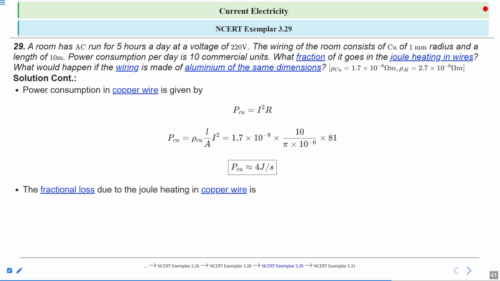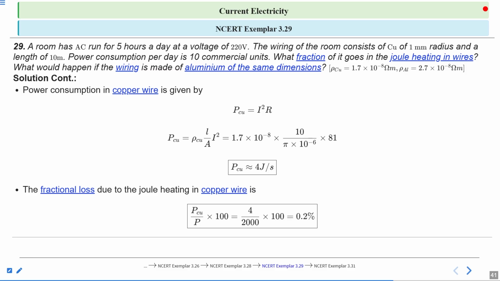The fractional loss due to joule heating in the copper wire is given by power loss in the copper wire upon total power consumed per hour into 100. That is 4 upon 2000 into 100, which is 0.2%. That fraction of power goes into joule heating.